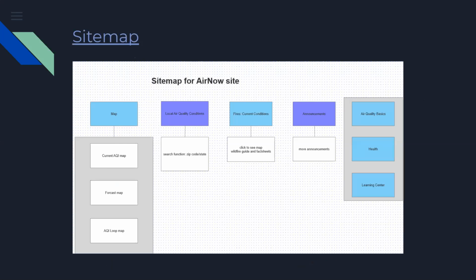So this is the site map that we did of the EPA AirNow site. As you can see from this just small excerpt, information was not very well organized. It's in lots of different categories. They're not very specific. Information was hard to find.